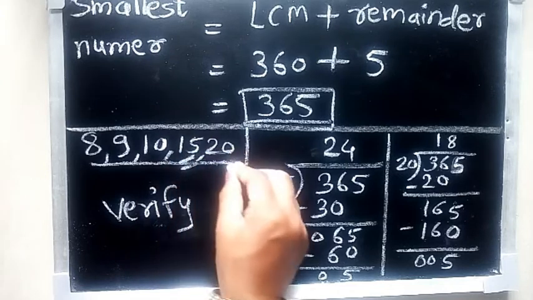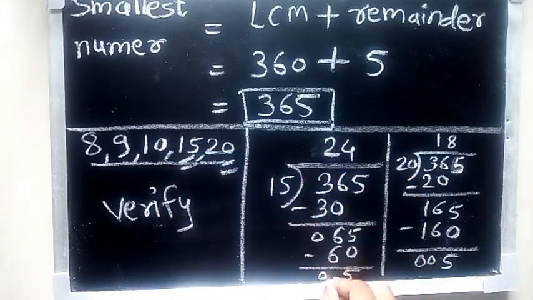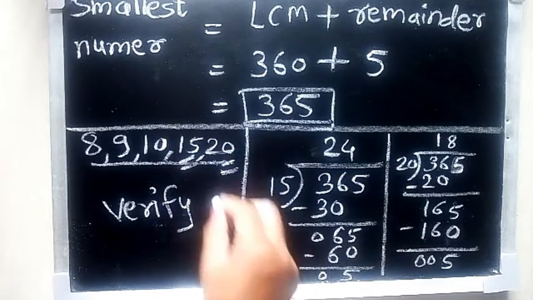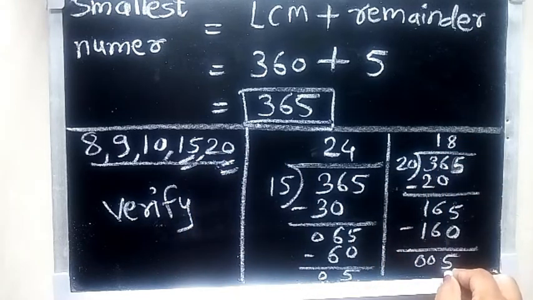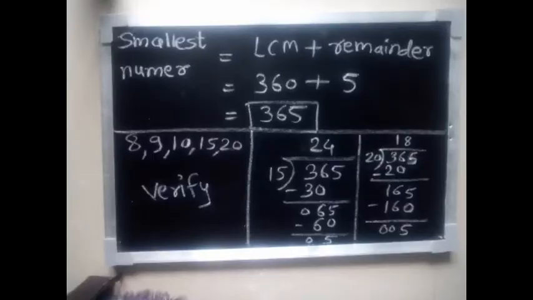Verify. Remainder is 5 for 8, 9, 10, 15 and 20. 365 divided by 15, remainder is 5. Then I divide by 20. Remainder is 5.